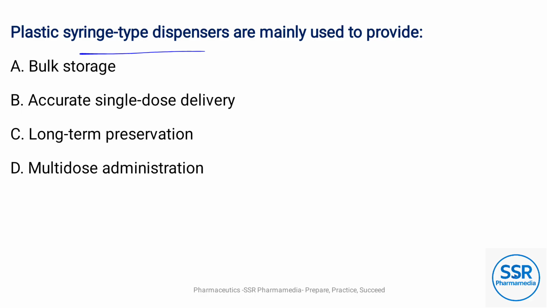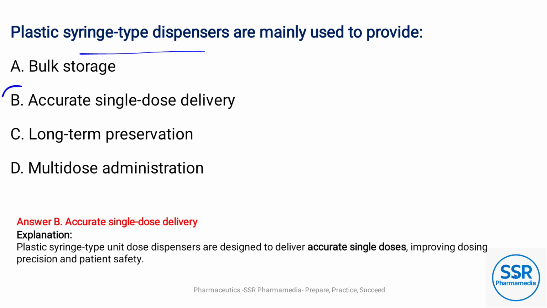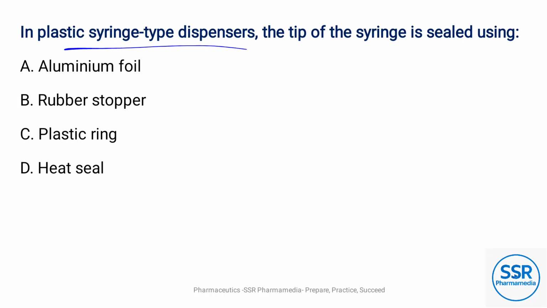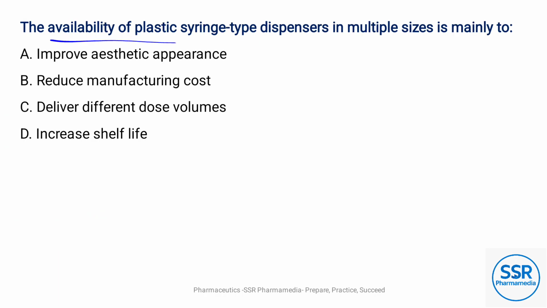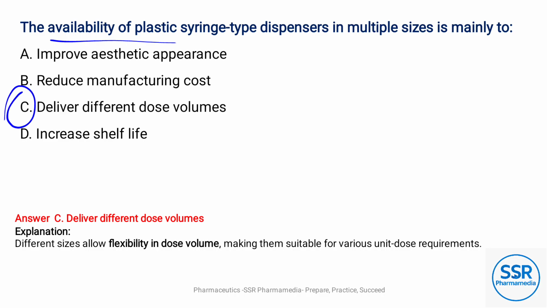Plastic syringe type dispensers are mainly used to provide, option B, accurate single dose delivery. In plastic syringe type dispensers, the tip of the syringe is sealed using option C, plastic rings. The availability of plastic syringe type dispensers in multiple sizes is mainly to, option C, deliver different dose volumes.